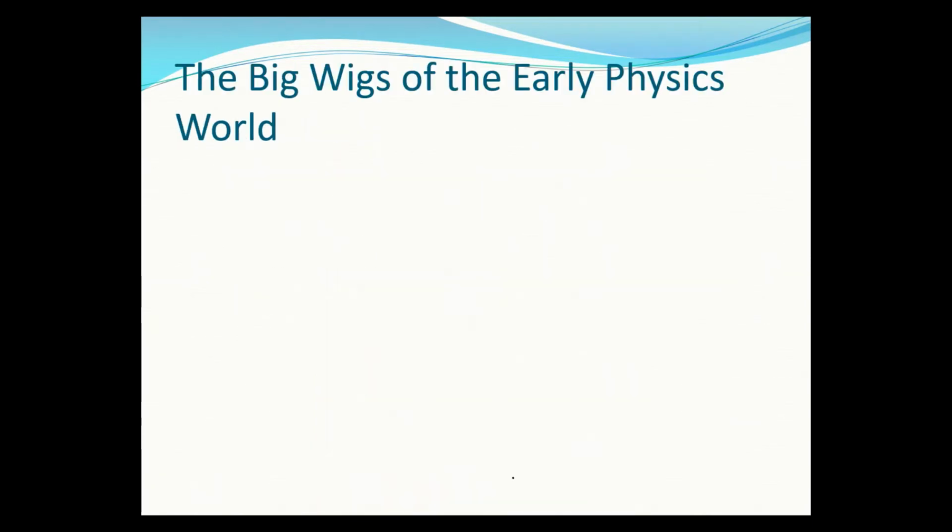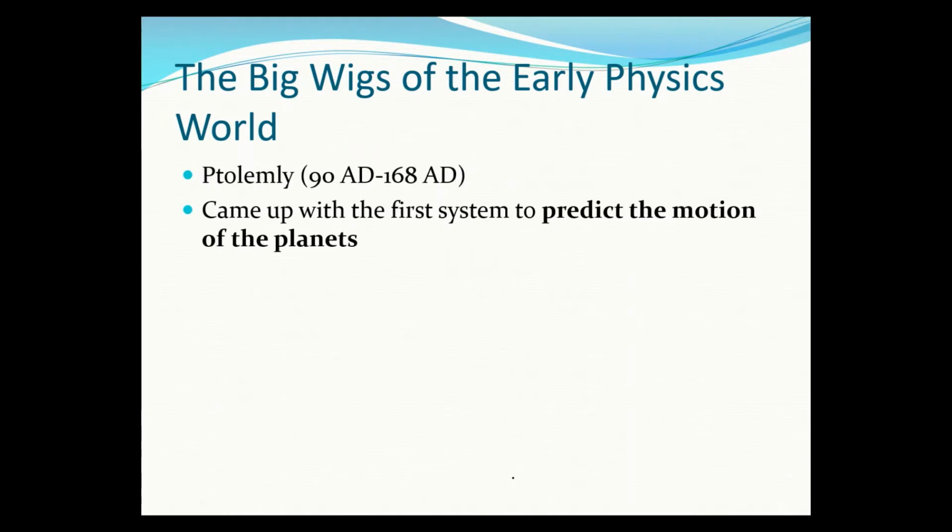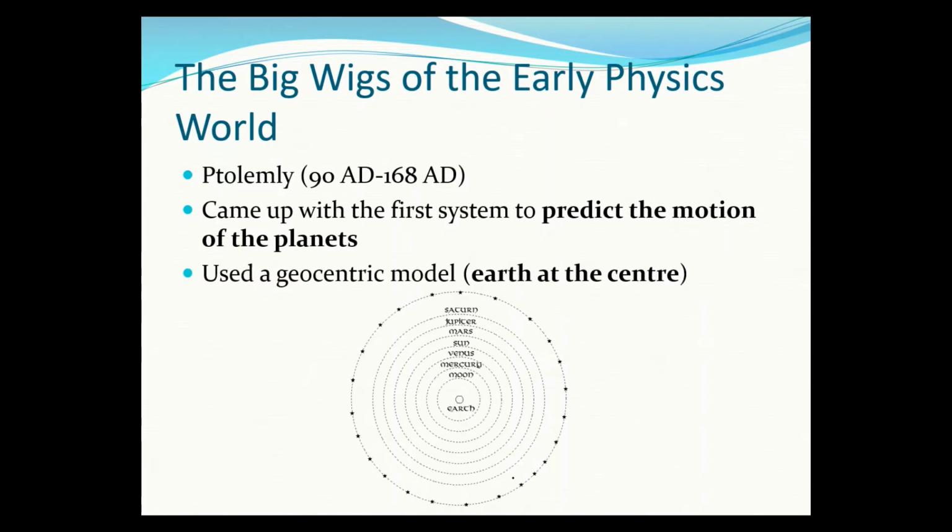So these are famous people you need to know leading up to Kepler. The first person to come up with a model of how the universe worked was Ptolemy. Ptolemy came up with the first system to predict the motion of the planets, and his was a geocentric model. When I use the term universe, I'm using it incorrectly. At the time, they thought the universe was everything that you see here. The universe we know now is everything out in space with other galaxies and nebulas and everything out there. This is just our solar system, but they called it the universe back in the day.